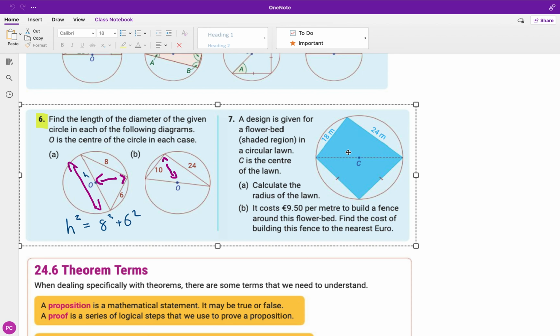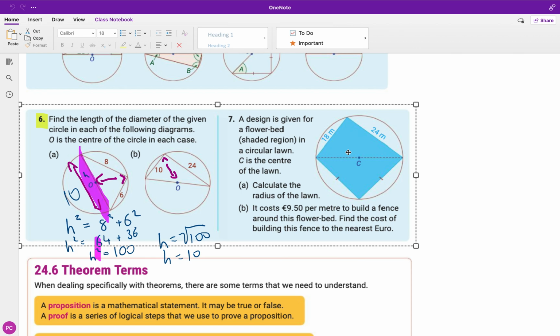So H squared is going to be equal to 8 squared, which is 64, plus 6 squared, which is 36. So H squared is going to be equal to 100. And we don't want to know what H squared is. We want to know what H is. So to go from H squared to H, you have H is equal to the square root of 100. So H is equal to 10. So we now know that the length of that line there is going to be equal to 10. And you do exactly the same for the other one. So you're going to have H squared is equal to 10 squared plus 24 squared.